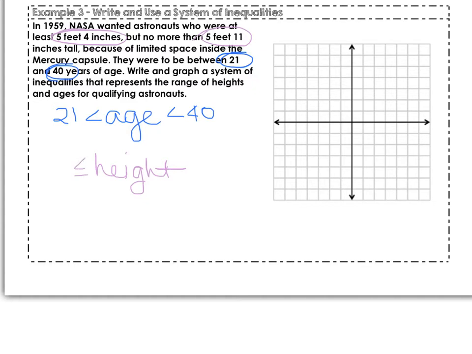Notice that 5'4", we're just going to convert it into inches. That way it makes our lives a little bit easier. And 5'4" is actually going to be a total of 64 inches. Now, it does say no more than 5'11". That means I can still be 5'11". I'm nowhere near that height, so I'm just not going to be an astronaut. 5'11", that's going to be 71 inches.